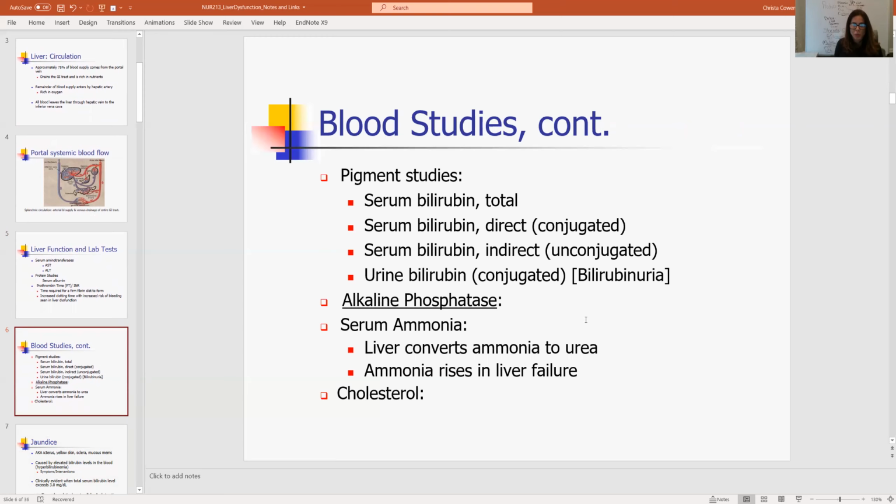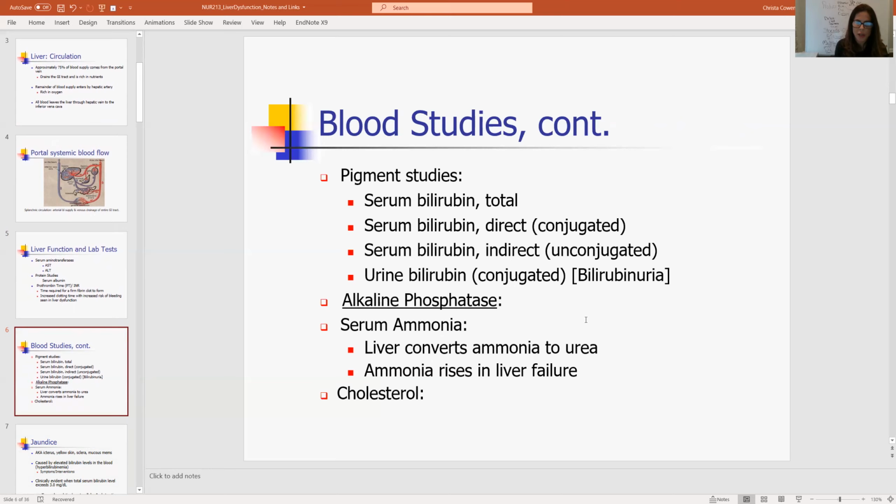Okay, so here are some more examples of our liver function tests. Lots of things this liver does for us. We'll talk about these and then we'll move on to jaundice and then we'll go back to the pigment studies. I think that's the best way to do it.